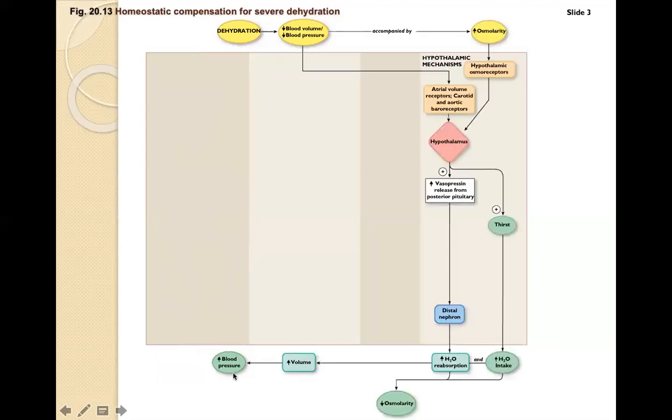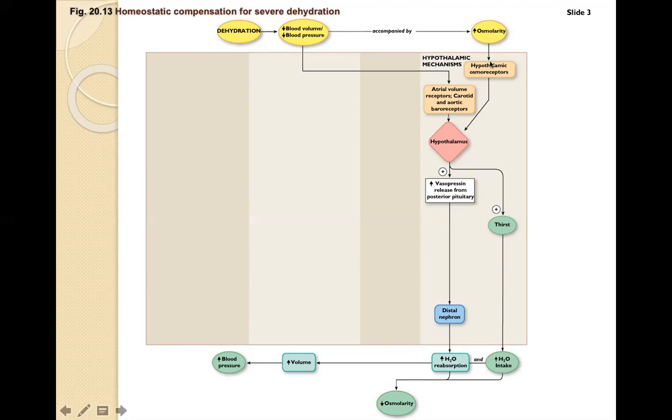The second thing that's going to happen is if this decreased blood volume and decreased blood pressure is accompanied by a higher osmolarity, that you're losing more fluid than you are solute, this high osmolarity is going to be sensed by the hypothalamus. And that hypothalamic response will be such that it will respond to that high osmolarity because of the osmoreceptors.